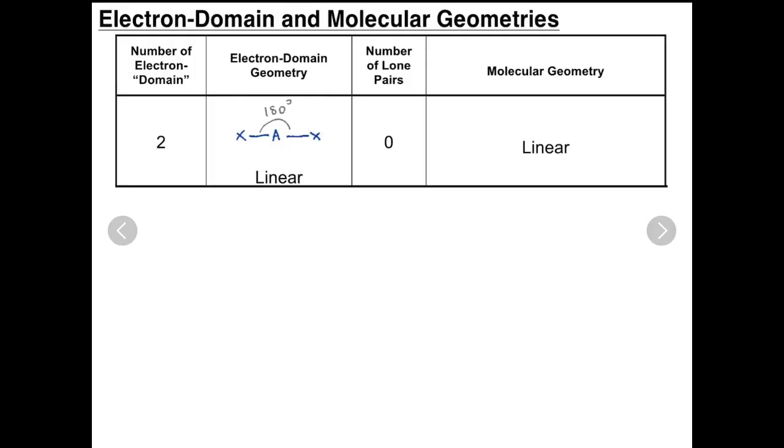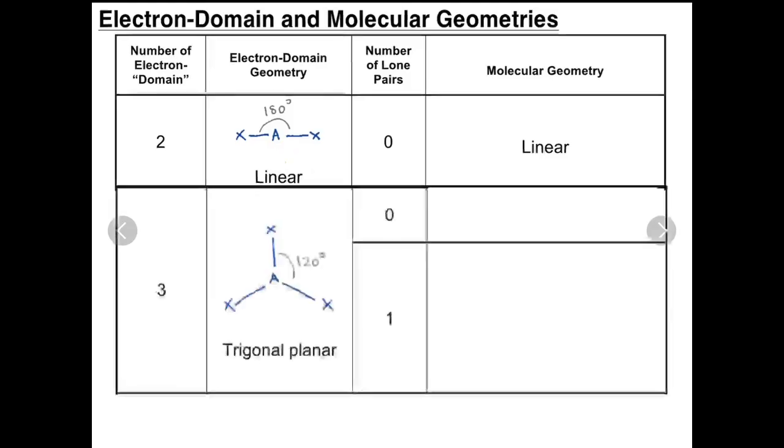And also if you introduce a lone pair, for example AX with the other position being a lone pair, this is still going to be linear. Because if you think about the shape between X and A, it's still a line right there. So if you introduce a lone pair in the linear electron domain geometry, it will not change anything. The molecular geometry will still be the same.